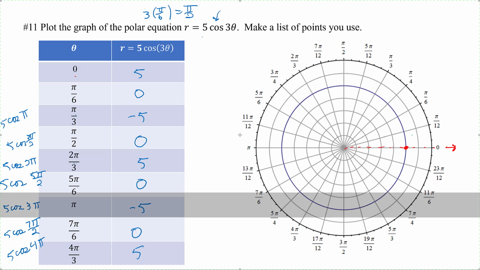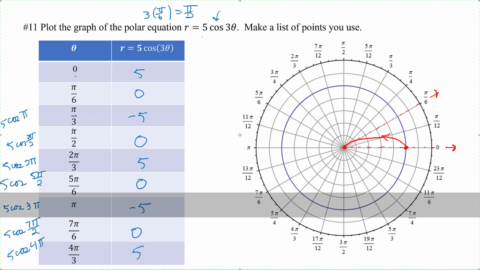And then at pi over 6, so here's pi over 6, we're going to just kind of mark this ray here. So we come out a distance of 0. So we're going to go from 0, 5. And I'm going to put arrows on this just so you can kind of see the direction we're graphing in. You wouldn't want to leave arrows on your graph, but sometimes they help with graphing. Okay, so we're at pi over 6, 0.